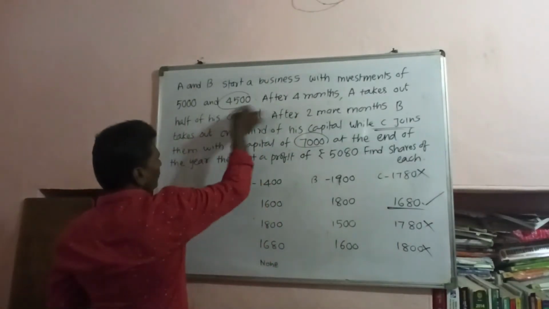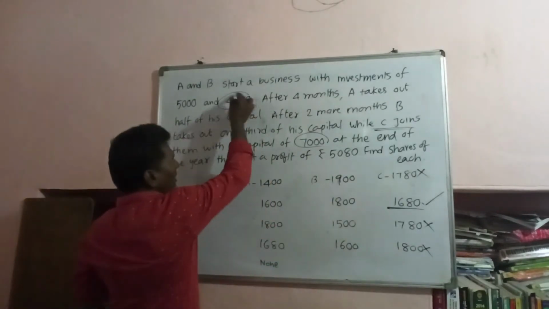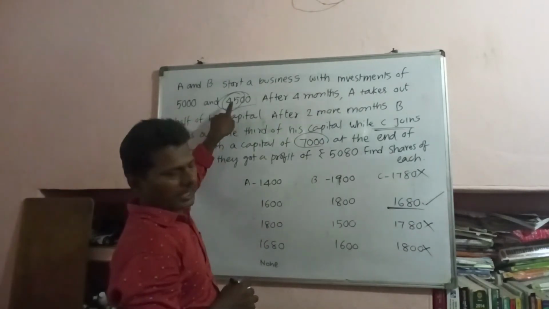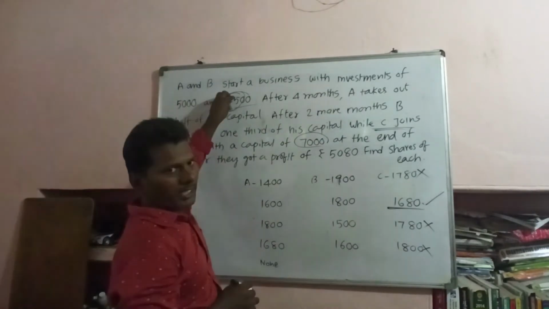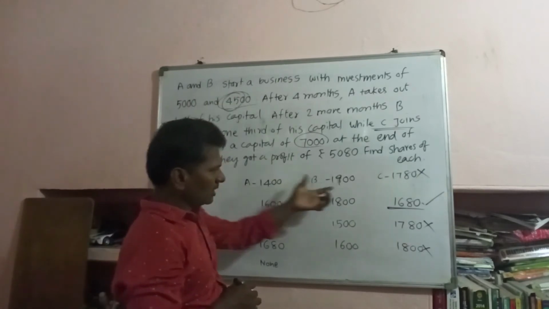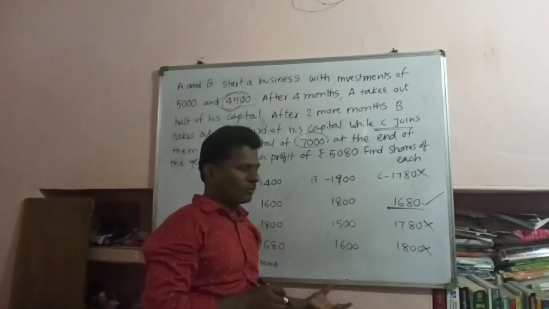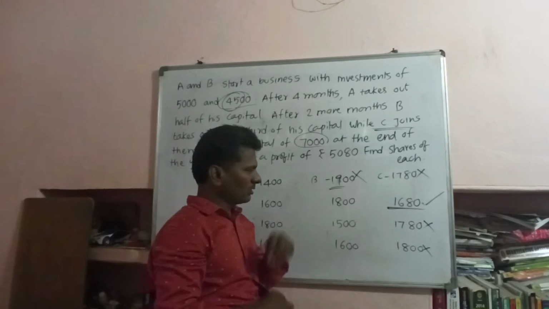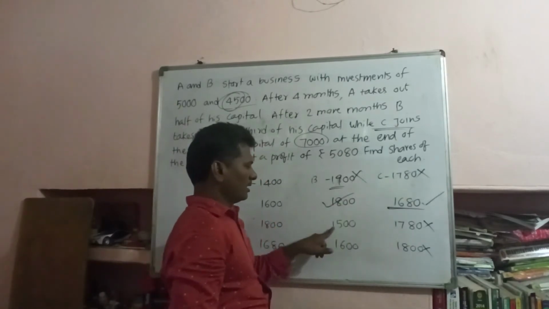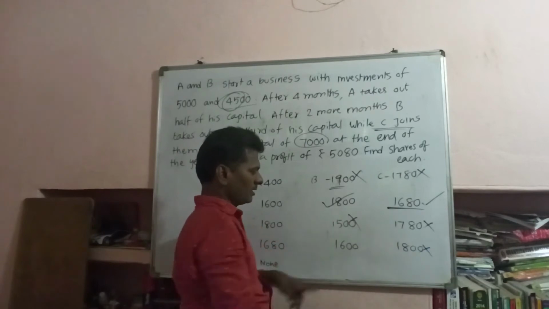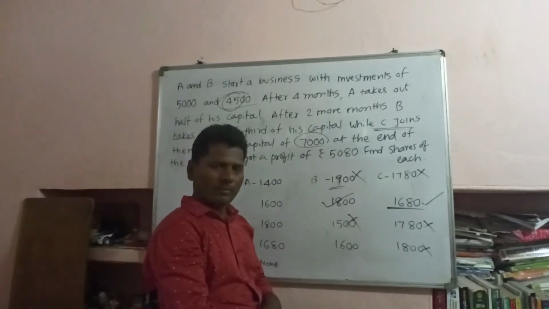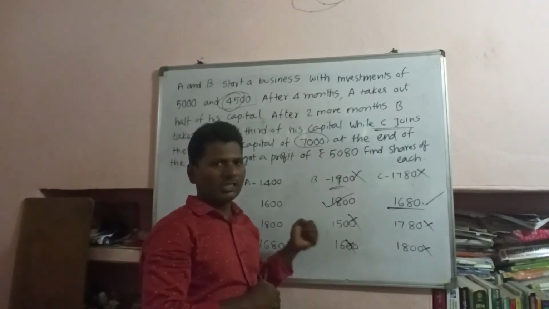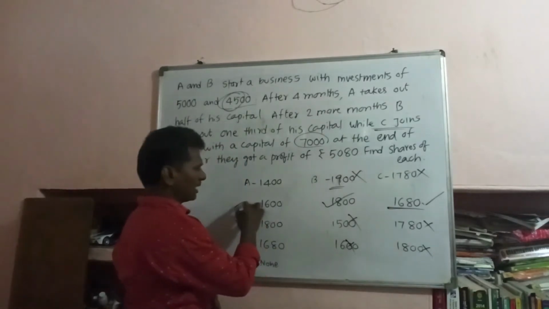You can take B's investment also. B's investment is 4,500. In this 4,500, 9 is present, 9 5s are 45. So our secret number is 9. Now observe the second option. The option must be divisible by 9. This is not divisible by 9, wrong answer. This is divisible by 9, so this is the right answer. This is not divisible by 9, wrong. This 1600 also is not divisible by 9, so wrong answer. Anyway, you get the answer within 10 seconds using these secret numbers. So the answer is the second option.